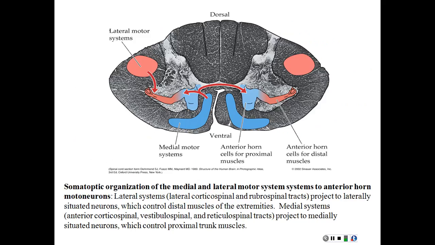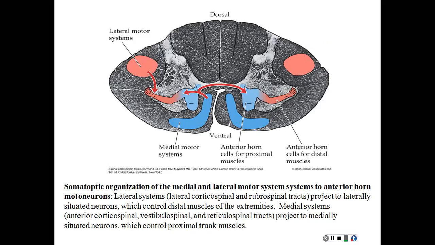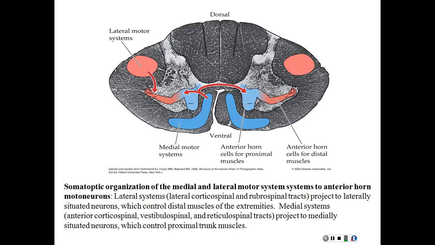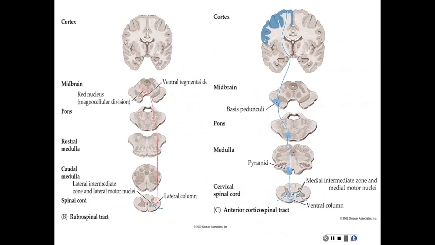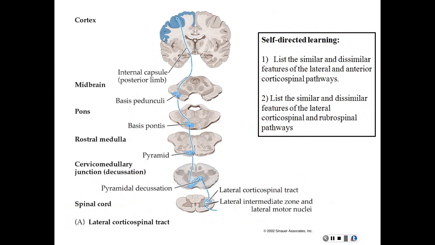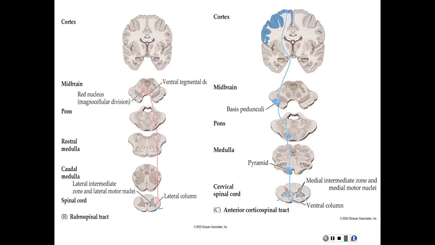Now, this schematic shows you this idea of a lateral motor system and a medial motor system. And what I'm going to tell you is the only one you need to worry about in the lateral motor system is lateral corticospinal, this one here. Its helper pathway is this one here called the rubrospinal pathway, the red nucleus, which originates in the midbrain level of the brainstem, and it also helps out.